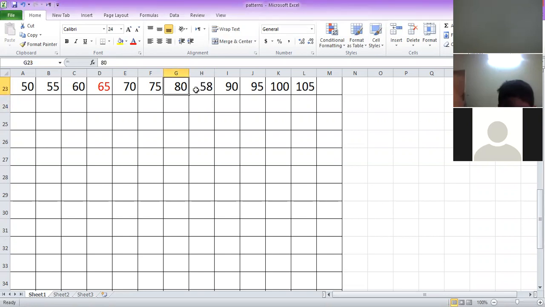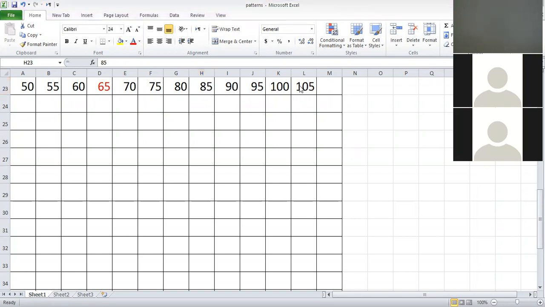Why this? Look here. 50, 55, 60, 65, 70, 75, 80. Why 58 here? Why 55? Check the pattern. It is in increasing order. 50, then bigger. 55, 60, bigger. 65, bigger. Okay? 85. Now your answer is correct. How 85? Tell me now. 55, 60, 65, 70, 75, 80, 85. Very good, because we are counting in fives. 90, 95, 100, 105. Very good.